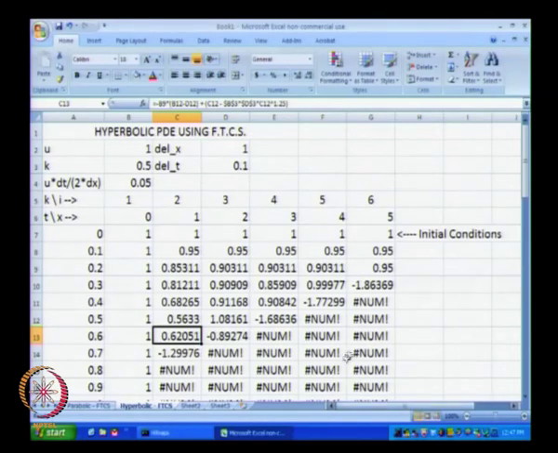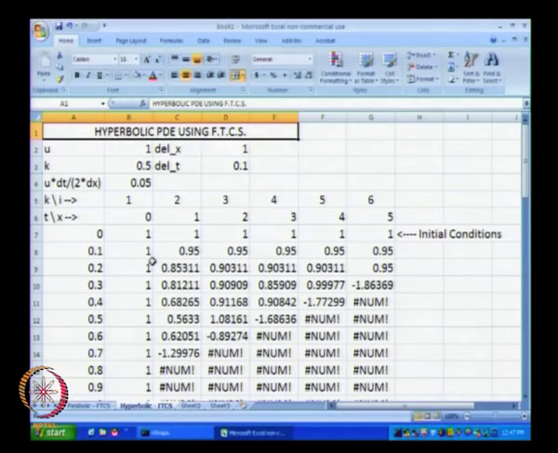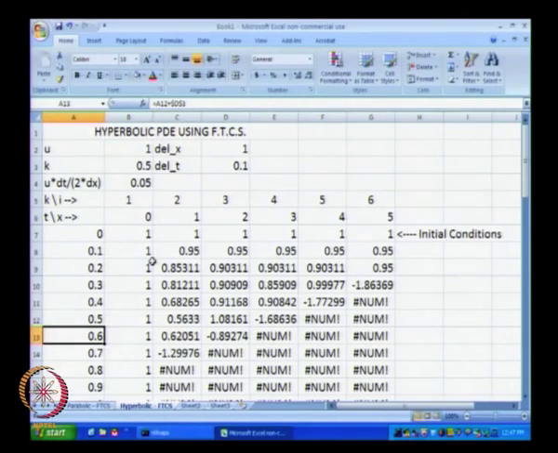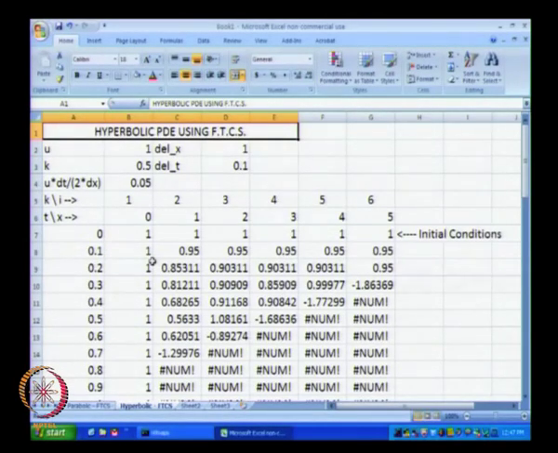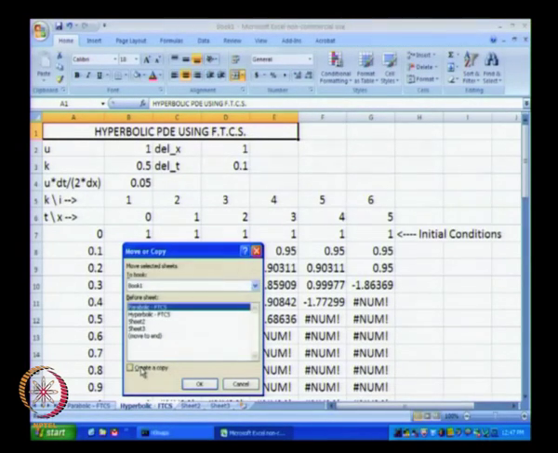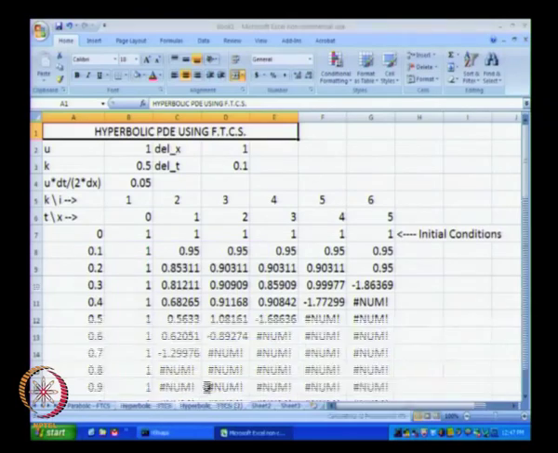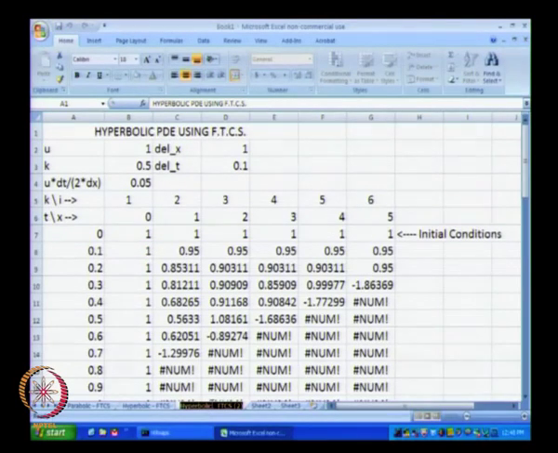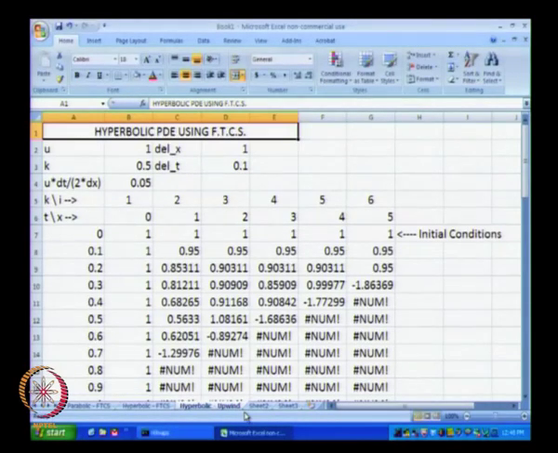If we go to Excel now, this was the Excel sheet that we had obtained in the previous lecture, solving the hyperbolic PDE using the FTCS method. What I will do is right click on this, click on move and copy, and create a copy. What I want is a hyperbolic equation using upwind difference.